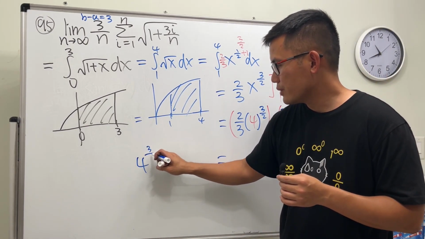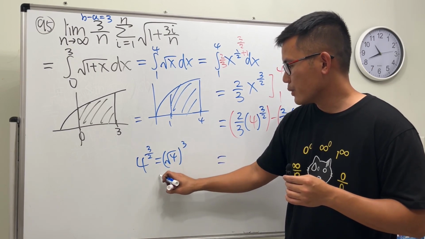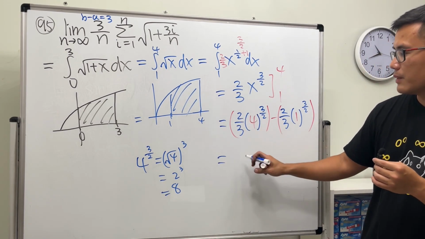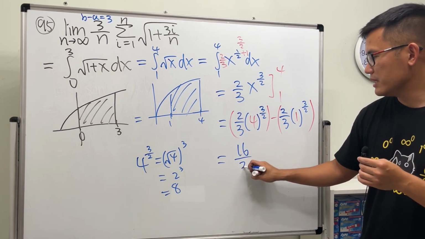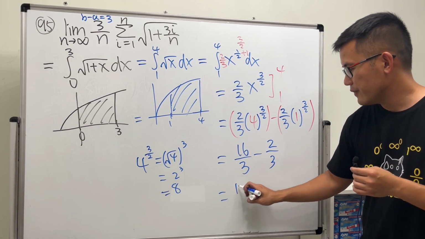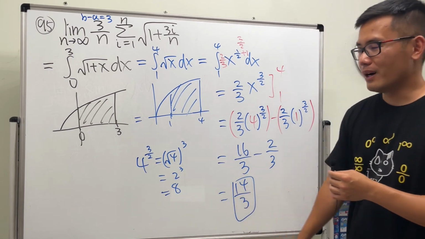4 to the 3 over 2 is, you take the square root of 4 first, and then you do the third power, which is 2 to the third power, which is 8. So it's 8 times that, which is 16 over 3. This is 1, so it's minus 2 over 3. So all in all, 14 over 3. It's almost like pi, but the other way around, huh?